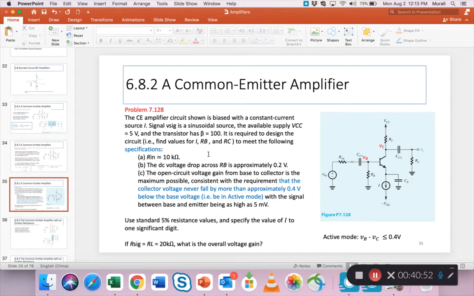Okay. All right. Next we have another common emitter, but this time with a constant current source used for biasing. Okay.